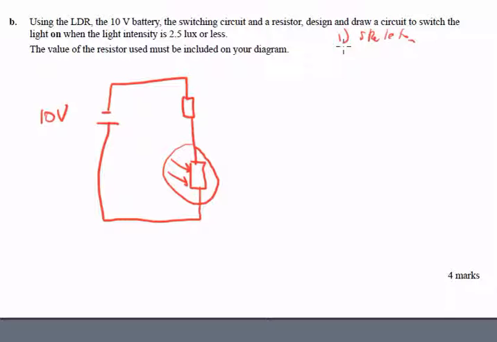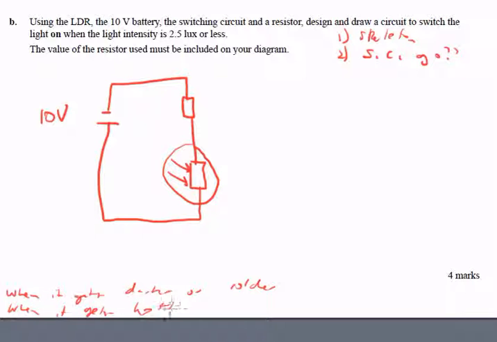The second thing I do is figure out where the switching circuit goes. This is something I have in my cheat sheet. So in my cheat sheet I'll say: when it gets darker or colder, and when it gets hotter or brighter.